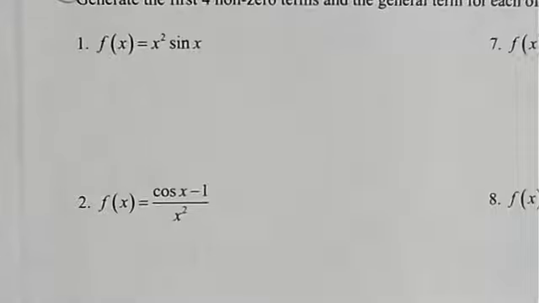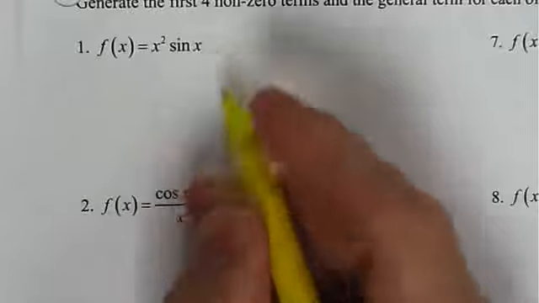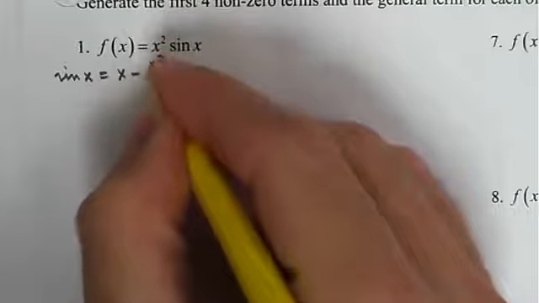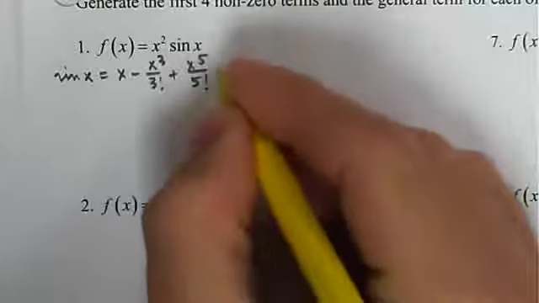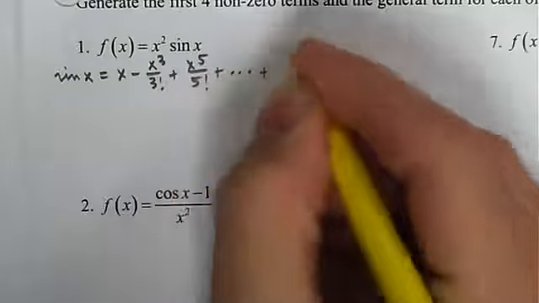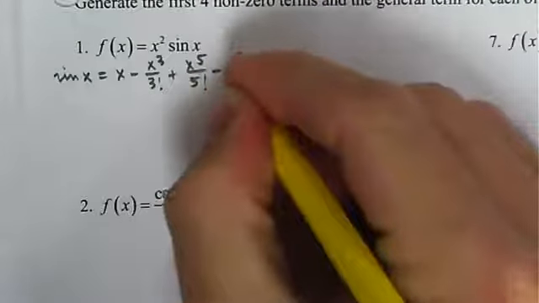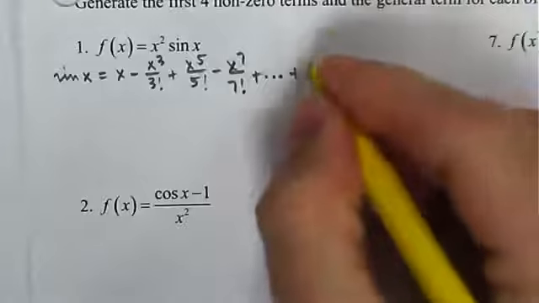This is not the biggest worksheet, so I'm going to have to write small. So, x squared sine x. Okay, see, the one that I'm supposed to know is sine x. So I'm going to start off with sine x. First four non-zero terms. And the general term. That's not four non-zero terms. And the general term.